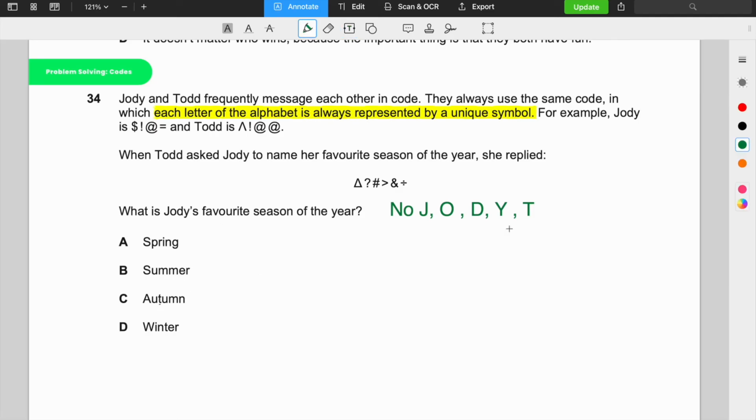We know that there's no T, right? There can't be a T. So C doesn't work. There can't be a D. Sorry, there can't be winter because winter has a T and there's no T. So we're basically left between spring and summer.